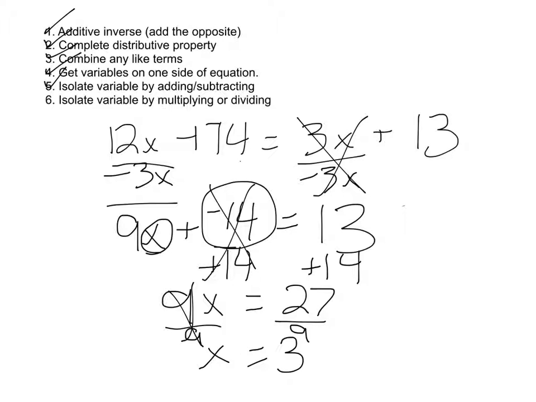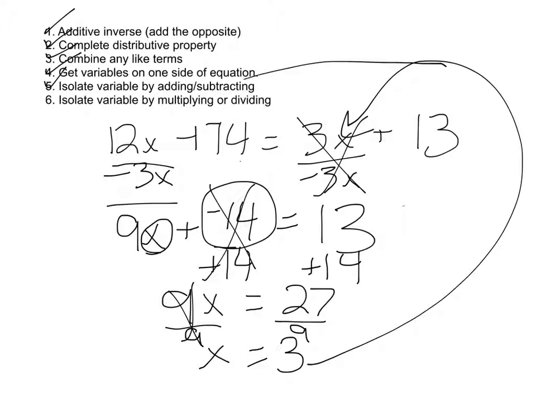Now, any good mathematician will plug that 3 back into this x and back into this x. And what we should see is the same answer over on the left side should equal the same answer over on the right side of the equation. Let's take another look at all 6 steps.